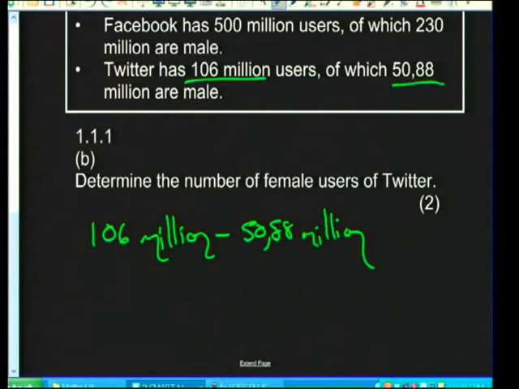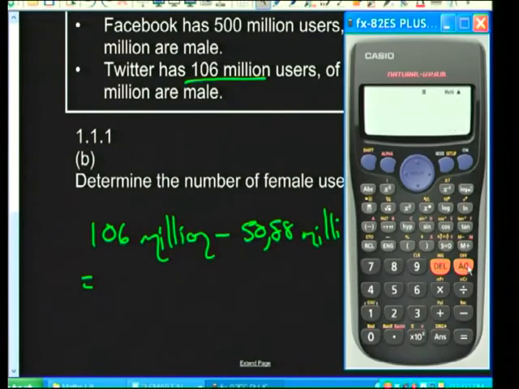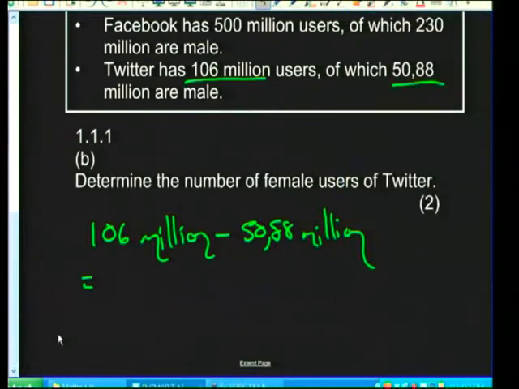And again, don't hurt yourself. Let your calculator do the work. So let's do that. 106 minus 50.88 equals, and my answer is 55,12. 55,12 what? 55,12 million. Okay. That's the number of females. Guys, this is not hard at all. Let's keep going. Next question.